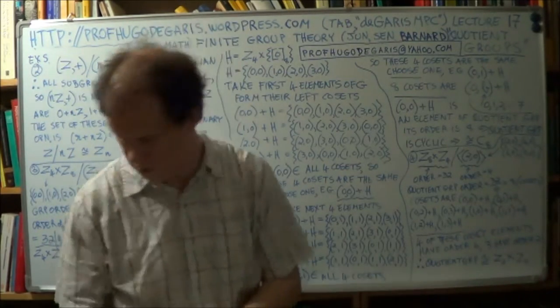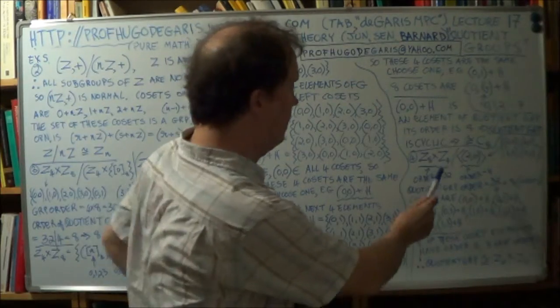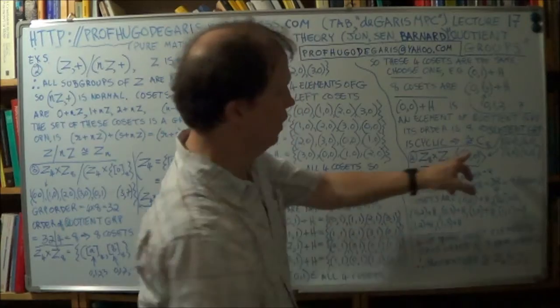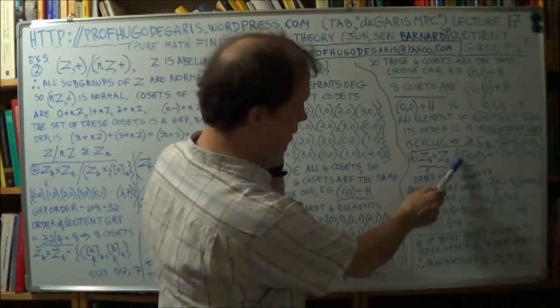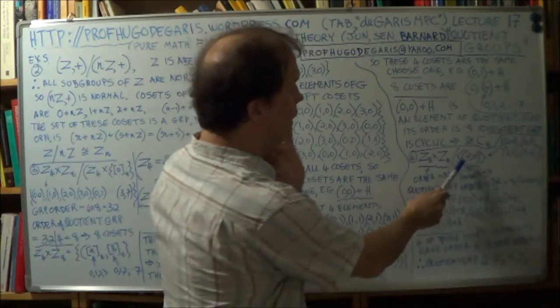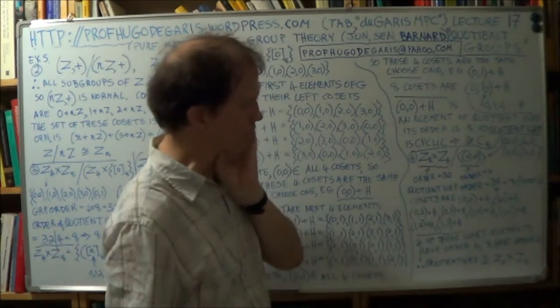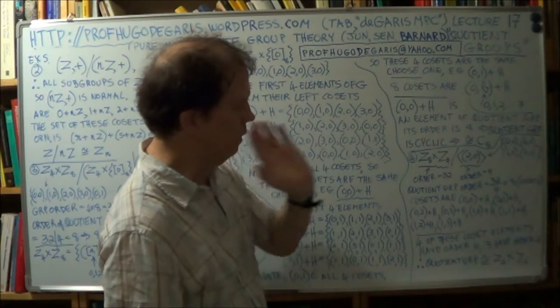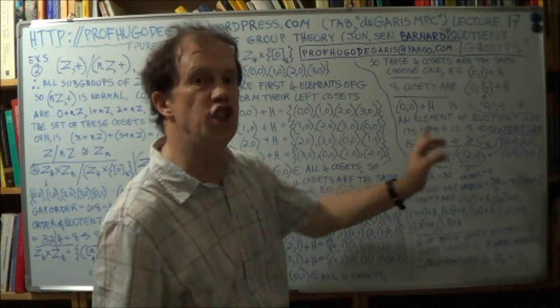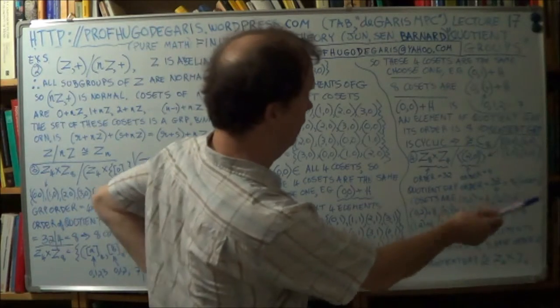Z8 by Z4, yes. Right. And here's your subgroup. Now, what is this? Remember these angular brackets? What is that? It's the subgroup generated by an element.